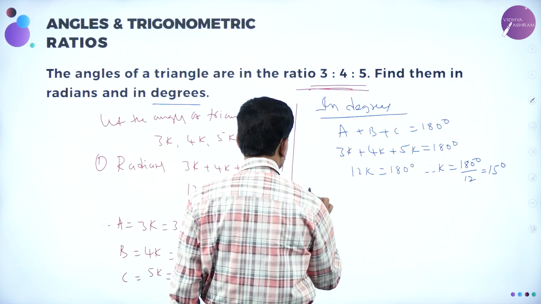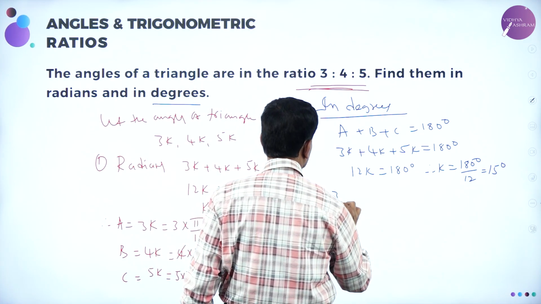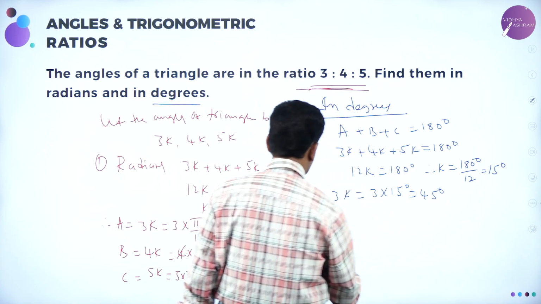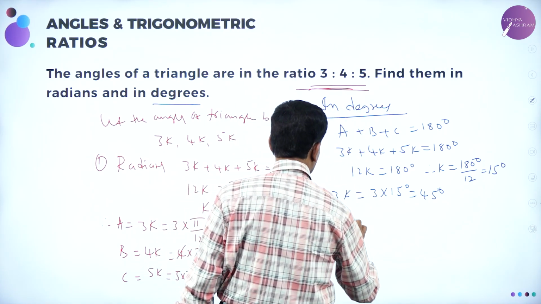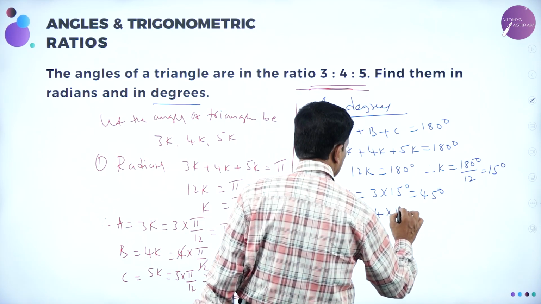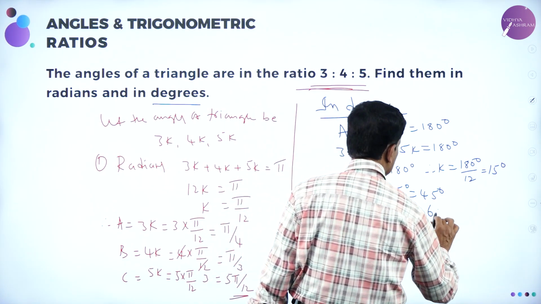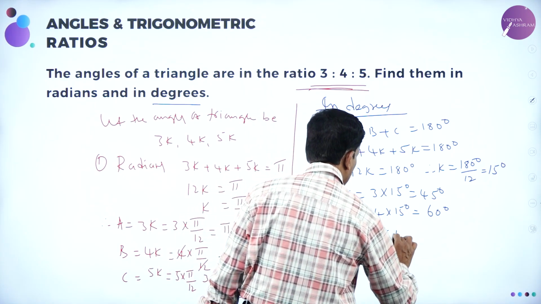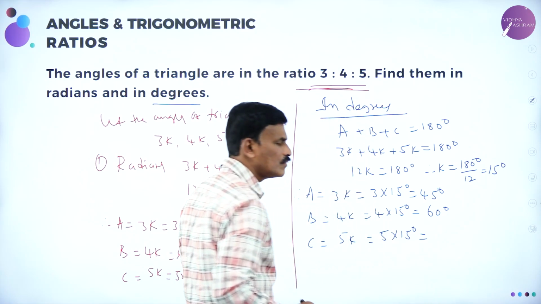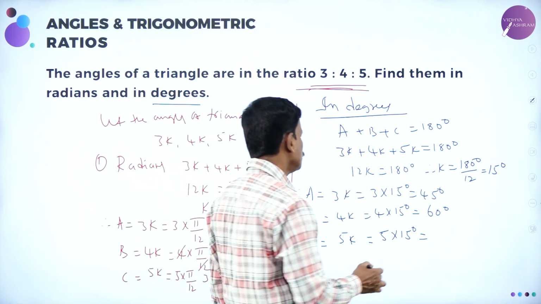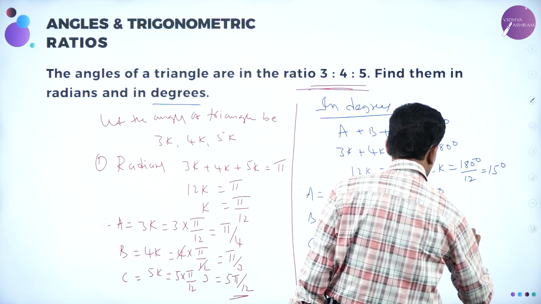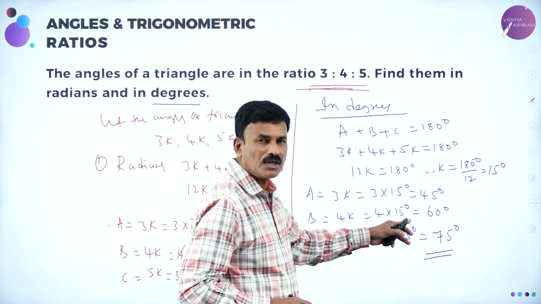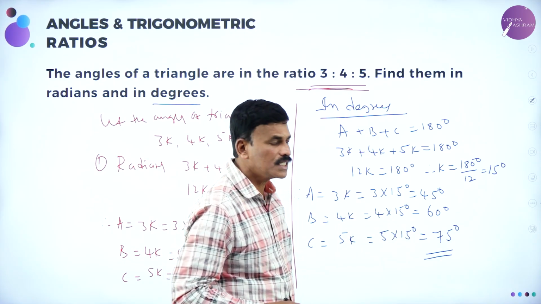Now, therefore, A is equal to, what is A? 3K. 3 into 15, that's equal to 45 degrees. And what is B? B is equal to 4K. 4 into 15, that's equal to 60 degrees. And C is equal to 5K. 5 into 15, that's equal to 75 degrees. See, if you add 45, 60 and 75, you get 180 degrees.